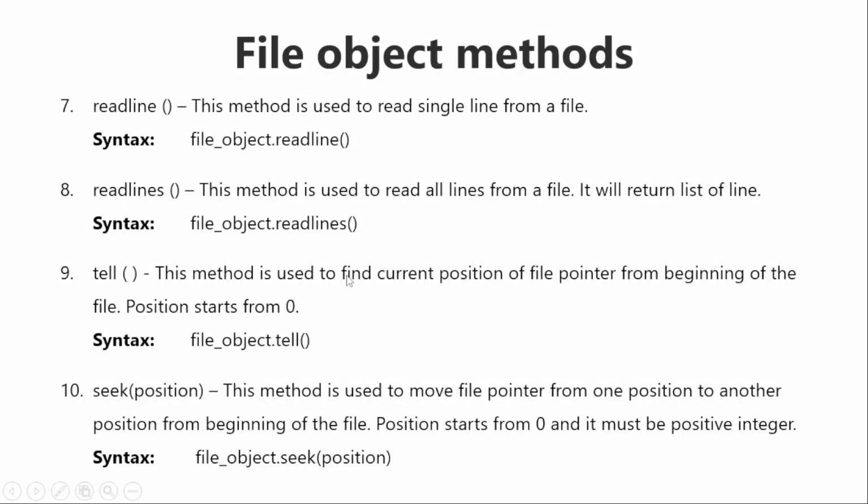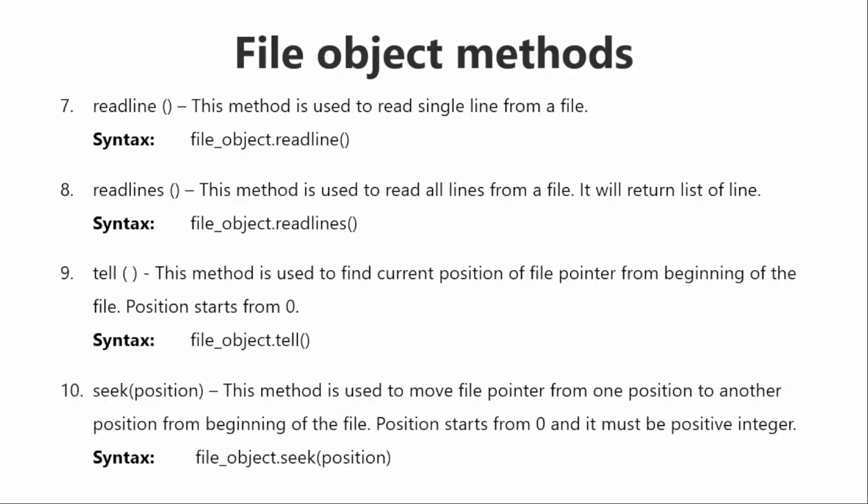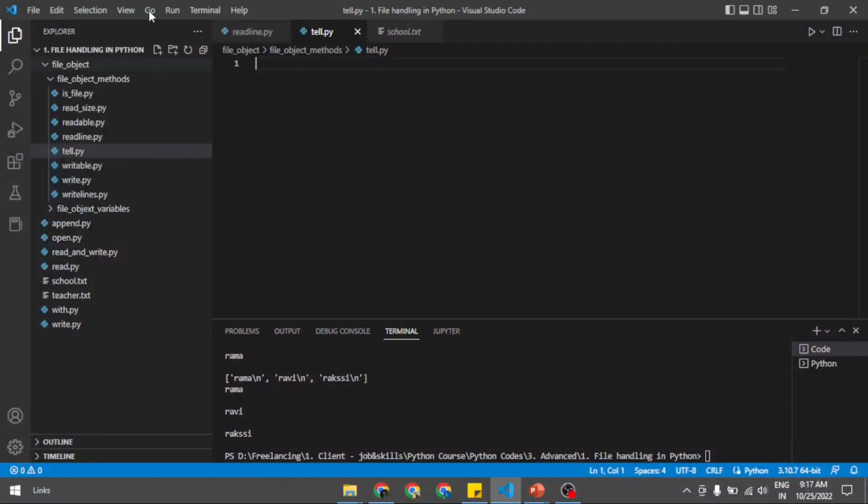Now let us move to the next statement, which is tell.py. What does the tell function do? This method is used to find the current position of the file pointer from the beginning of the file. It will tell you where exactly your pointer is located. That's all the description.